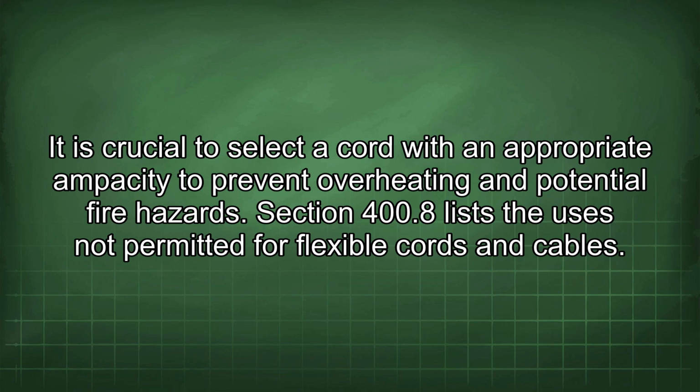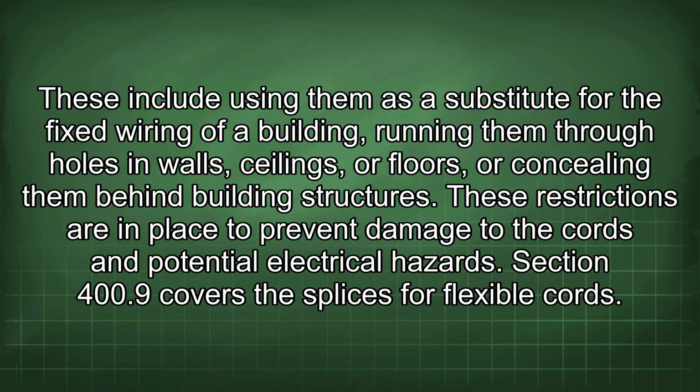Section 400.8 lists the uses not permitted for flexible cords and cables. These include using them as a substitute for the fixed wiring of a building, running them through holes in walls, ceilings, or floors, or concealing them behind building structures. These restrictions are in place to prevent damage to the cords and potential electrical hazards.